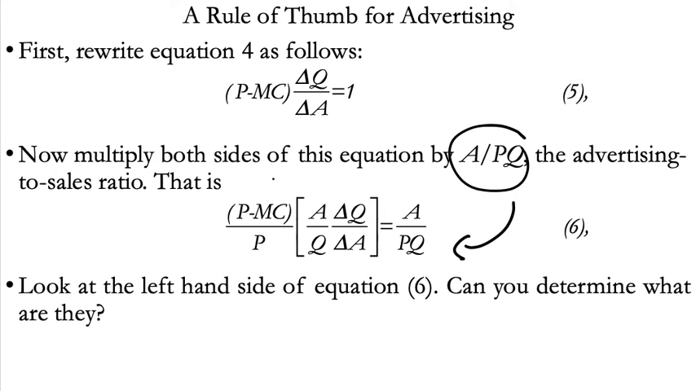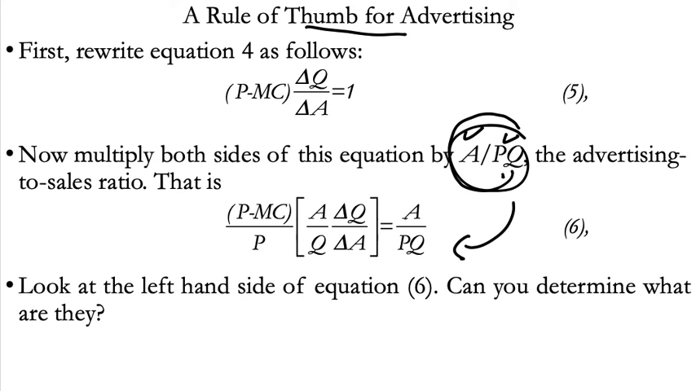Now, so what should we do? Multiply both sides of this equation by the ratio between advertising expenditure and revenue. This is advertising expenditure, this is revenue. What's the purpose? Because we want to come up with the rule of thumb for advertising. We multiply by A over PQ because by multiplying both sides by A over PQ, we can come up with the rule of thumb for advertising that can be understood by managers by using information that they can get around them. What are those information?